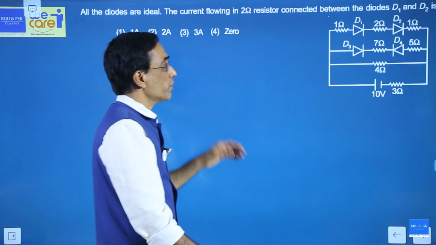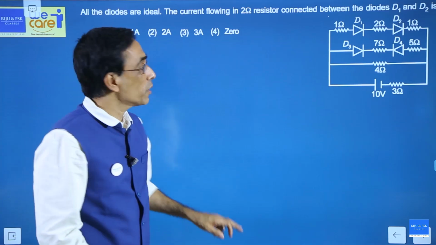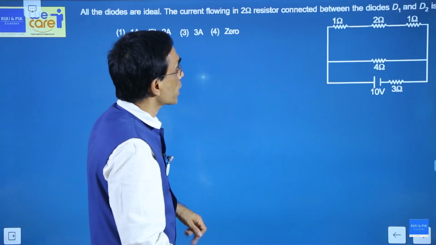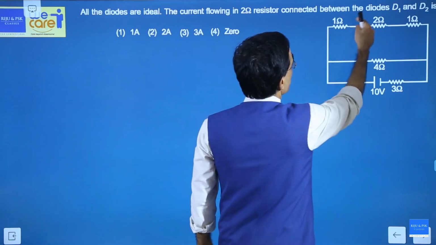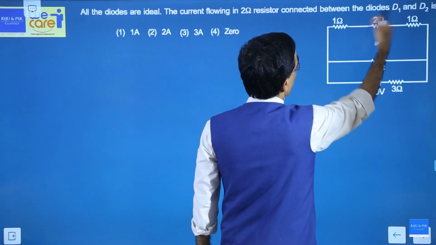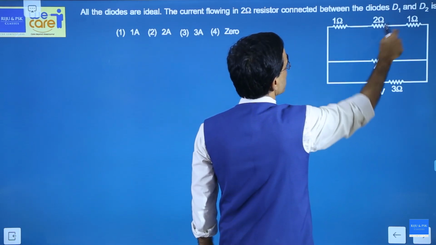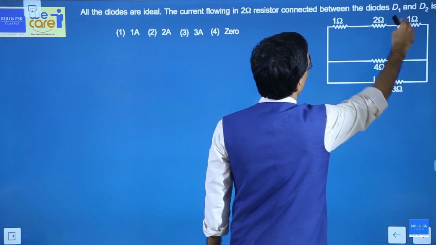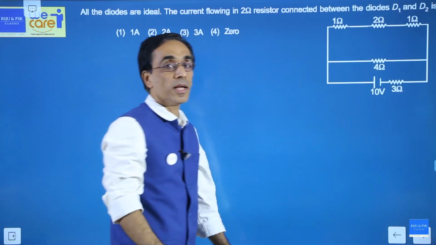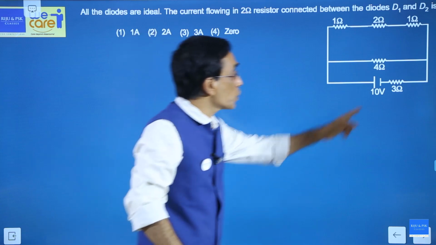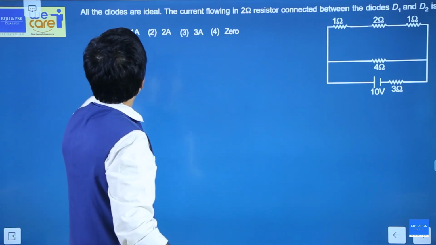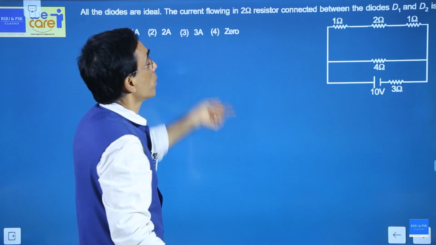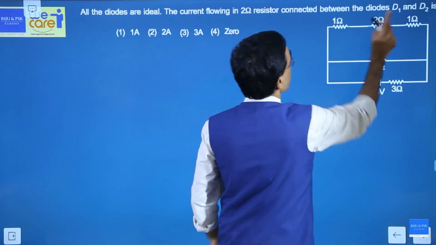Now what we can do is redraw the circuit using all these ideas. When I redraw that one, this is the circuit that we have. Those diodes were replaced by 0 resistances. So 1, 2, 1 and 4 ohm are in parallel, will give you 2 ohm, and that 2 and 3 are in series, will give you 5 ohm. What is asked? The current flowing in the 2 ohm resistor.